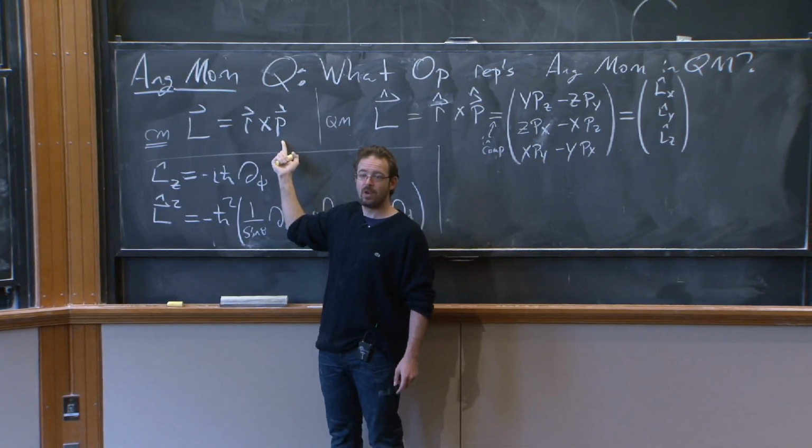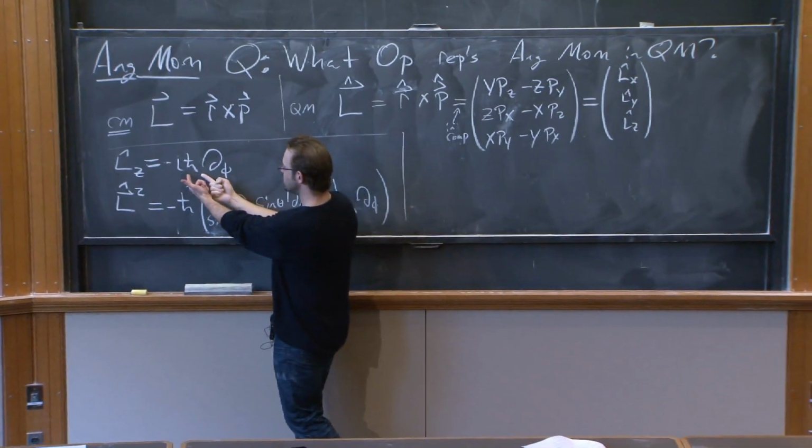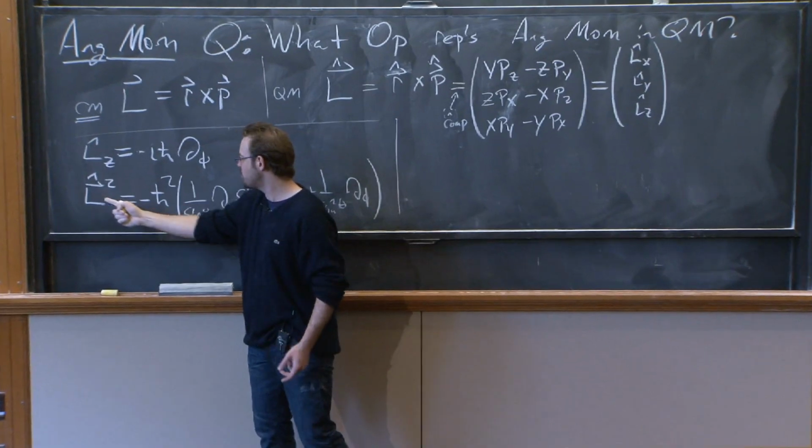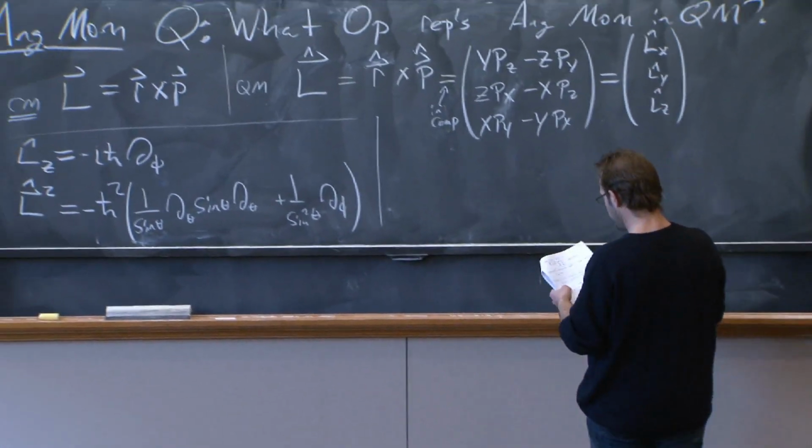Length times momentum. What else has units of angular momentum? H bar, dimensionless. Angular momentum squared. OK, great. So that's going to be very convenient. H bars are just going to float around willy-nilly.